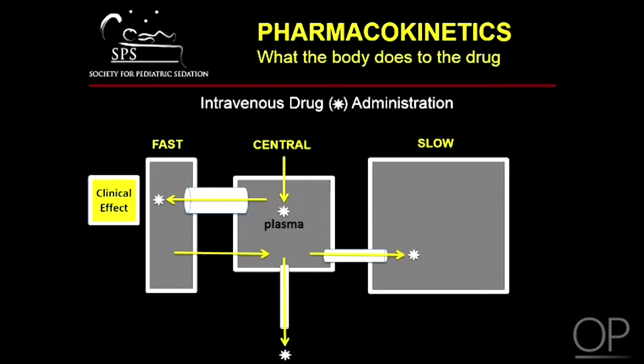After peaking in the central compartment in about 30 to 45 seconds, the concentration of the drug in the central compartment begins to fall as the drug is distributed into the fast compartment. Onset of clinical effects occurs during this phase.